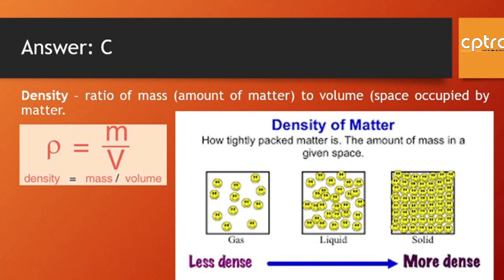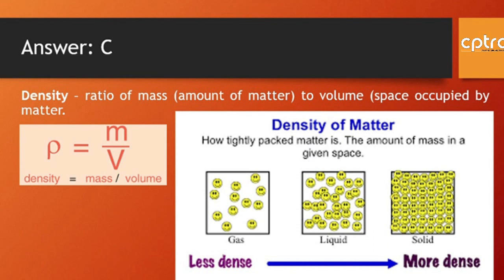So you have there gas, liquid, and solid. These are three different physical states of matter. You notice that gas is less dense while solid is more dense. That is because if you look at the illustration, you would see that there are more particles in solid in that particular space than the particles of gas. That is why solid is denser than gas.